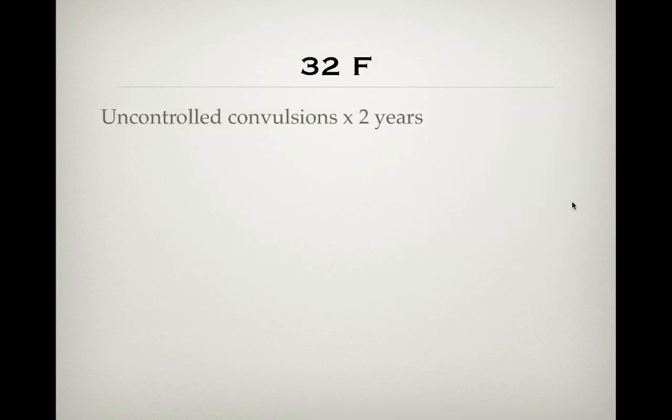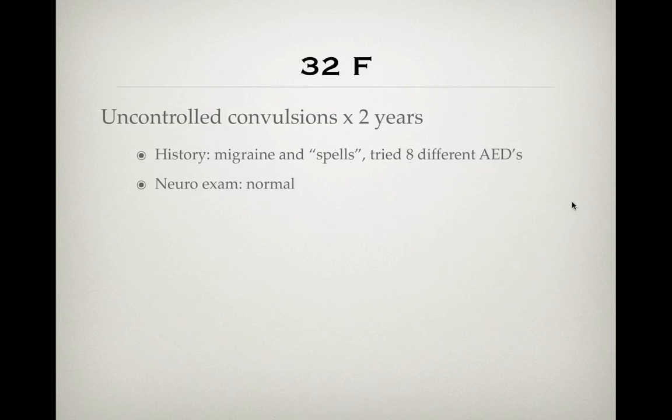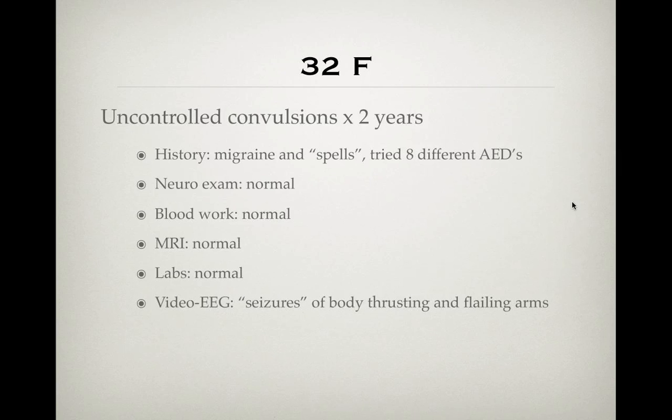The second case, a 32-year-old female with uncontrolled convulsions. She had some migraines and these spells. She had been tried on 8 different AEDs, which stands for anti-epileptic drugs. So 8 different seizure medications and still having spells. Normal exam, blood work was fine, an MRI was normal. All the lab work was normal.